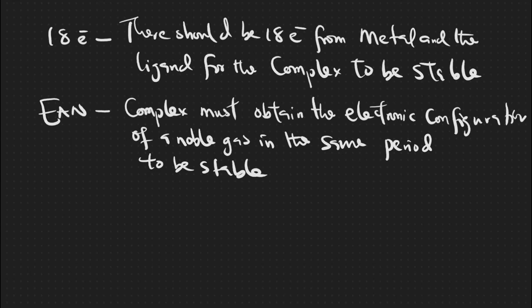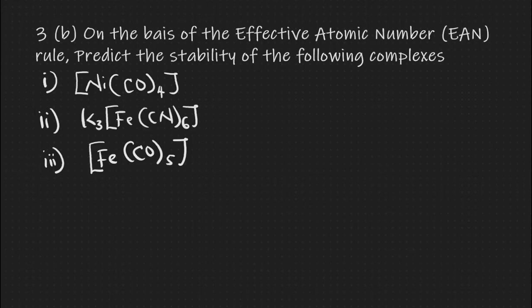So that's the basic difference. So the next question. All right, number 3b. The question states that on the basis of the effective atomic number rule, that's the EAN, predict the stability of the following complexes.